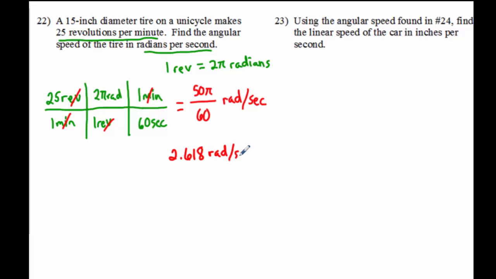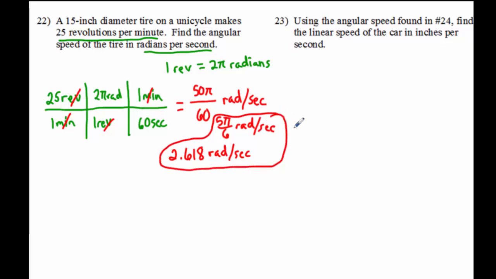radians per second. Do you have to have decimals? You don't have to have decimals. If you're going to leave it as not a decimal, you would need to simplify the fraction and make this be 5 pi over 6 radians per second. I am fine with either of these two answers. Whichever you want to do.